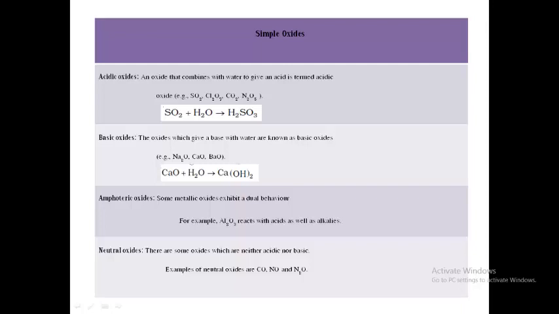Amphoteric oxides can behave as acidic oxide as well as basic oxide. The best example is alumina, which reacts with acid as well as base. Neutral oxides are neither acidic nor basic in nature. Examples are carbon monoxide, nitric oxide and nitrous oxide.